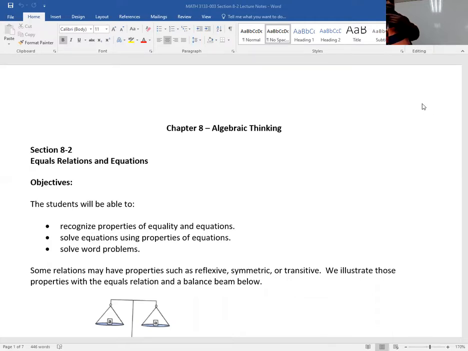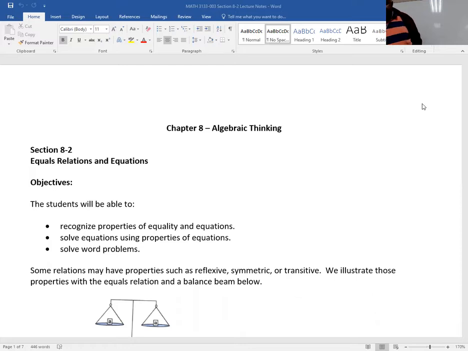So in section 8.2, we're going to look at equal relations and equations. And in this section, we'll recognize properties of equality and equations. We'll solve equations using those properties of equations or properties of equality. And then we're going to take this a little bit further and solve word problems. That means we're going to translate word sentences into equations and solve them.